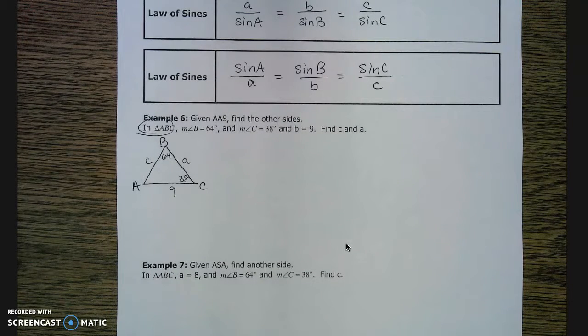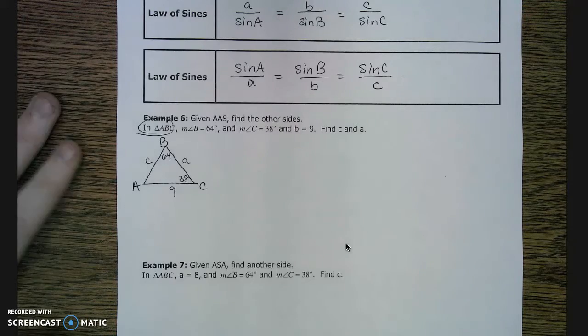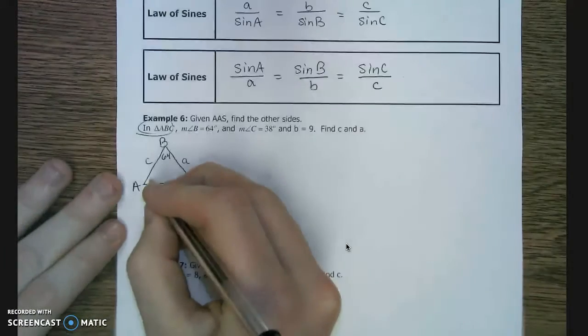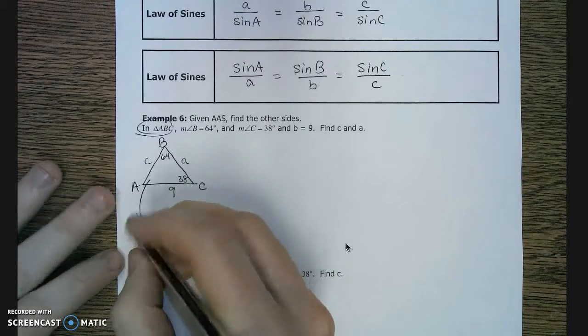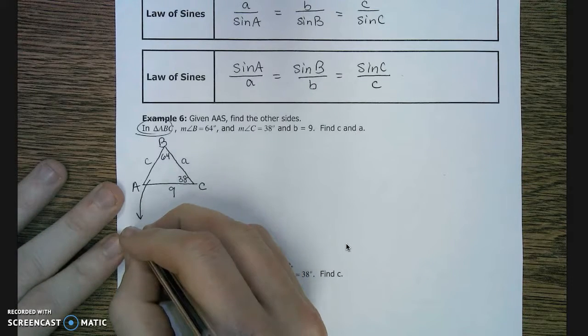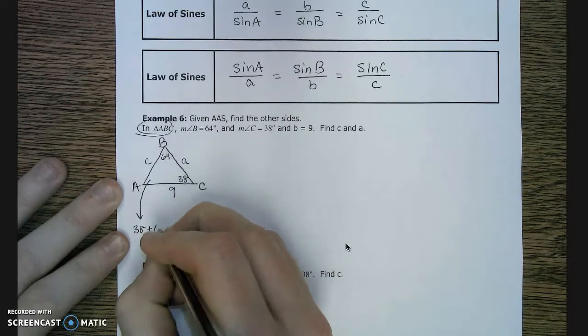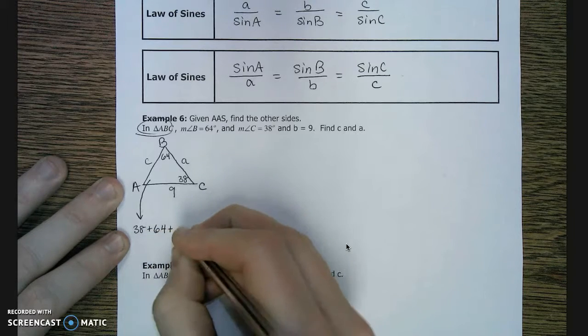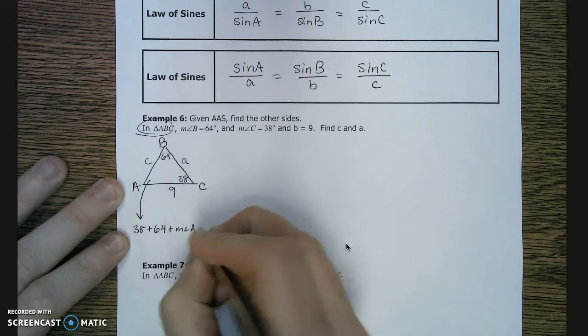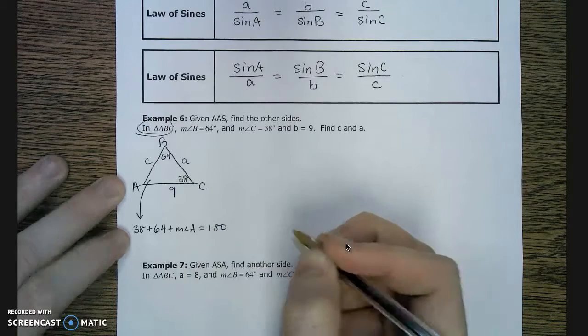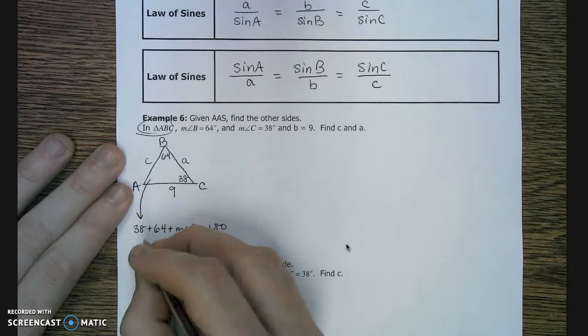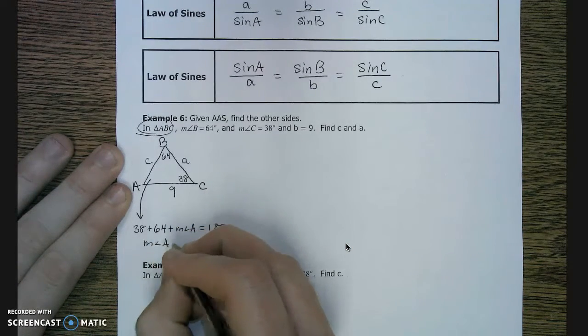The first thing you might want to do is find the missing angle. Considering we have all the other angles, let's just go ahead and find that missing angle. So we've got 38, we've got 64, and we're looking for angle A, and it should add up to 180 degrees. And so A is going to be 78.